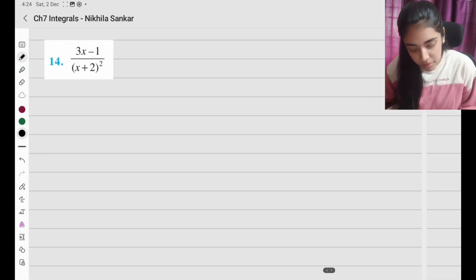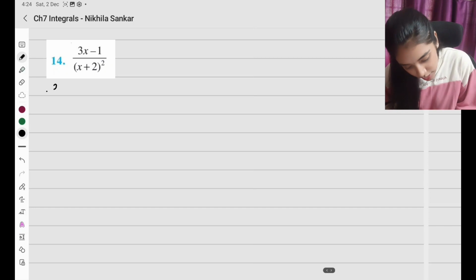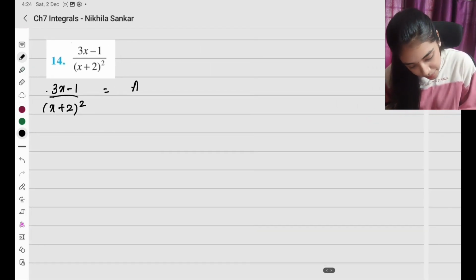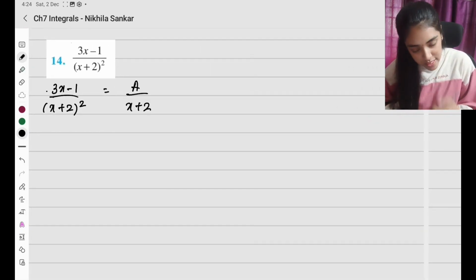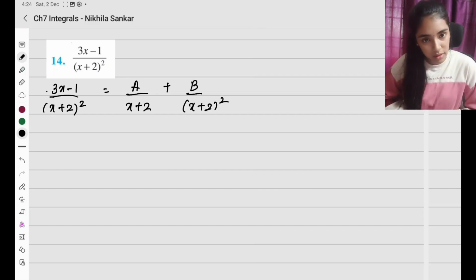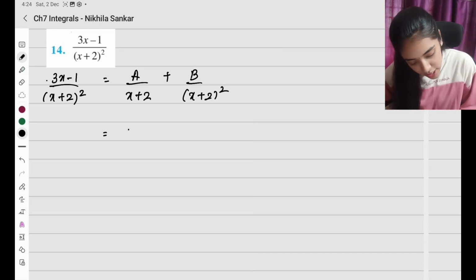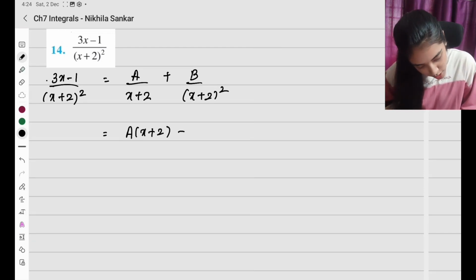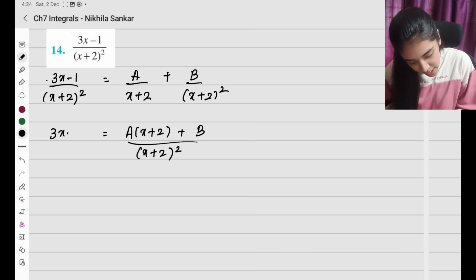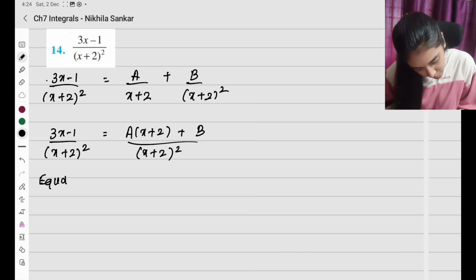Question number 14. So how should we do this? 3x minus 1 divided by x plus 2 the whole square should be written as a divided by x plus 2 first, then b divided by x plus 2 the whole square. Okay, remember, always remember this, don't forget. So what is missing here? X plus 2, there's nothing missing here, divided by x plus 2 the whole square. This is my LCM. Okay, so 3x minus 1, x plus 2 the whole square. So now equating the numerator.